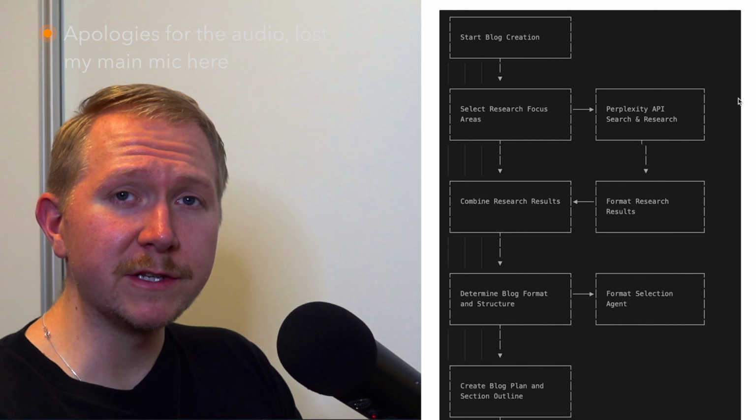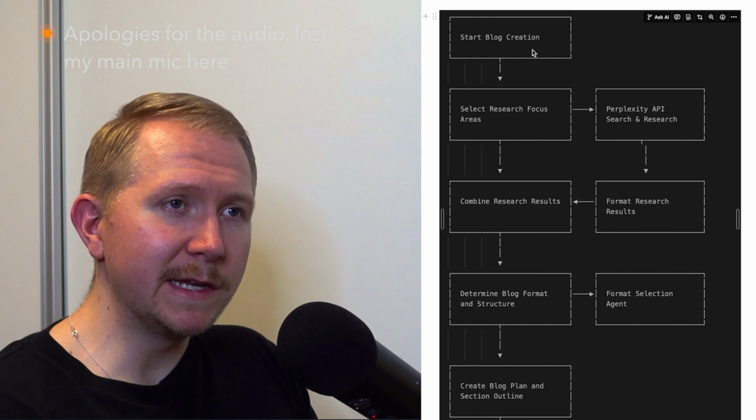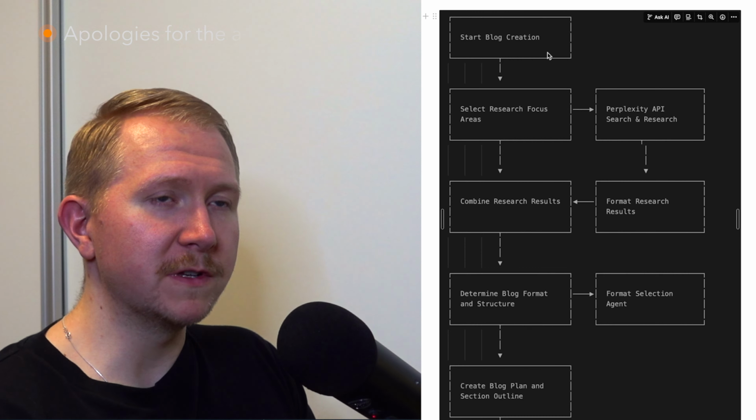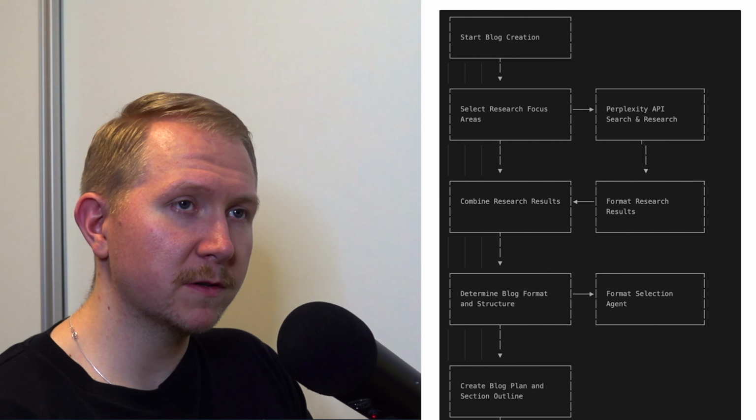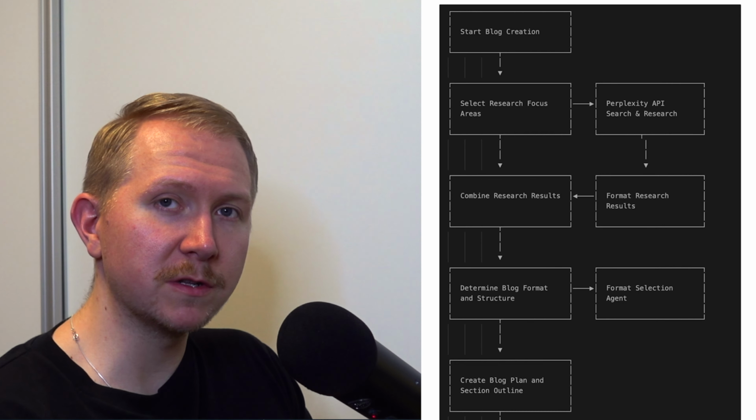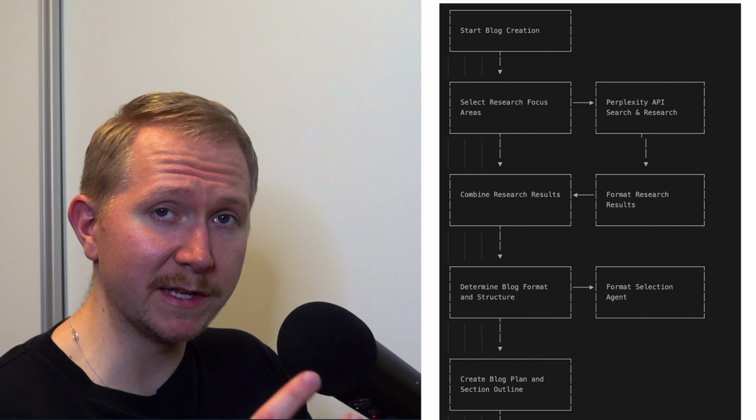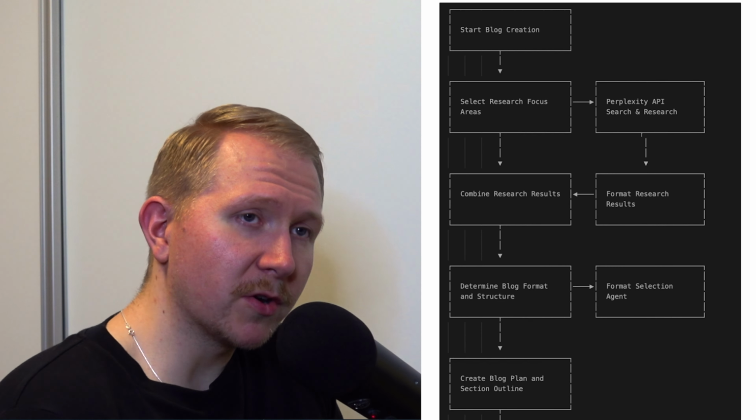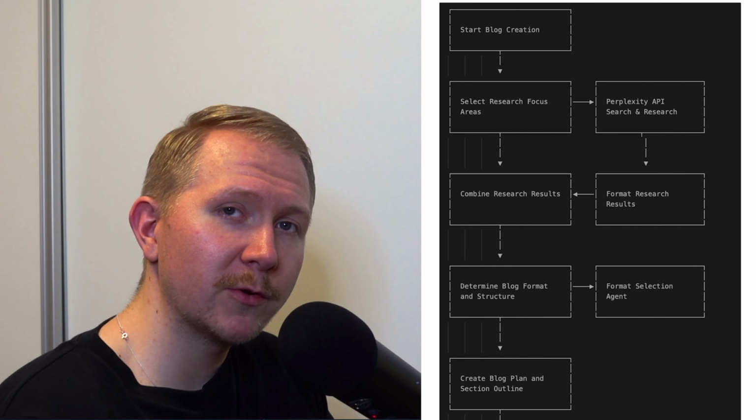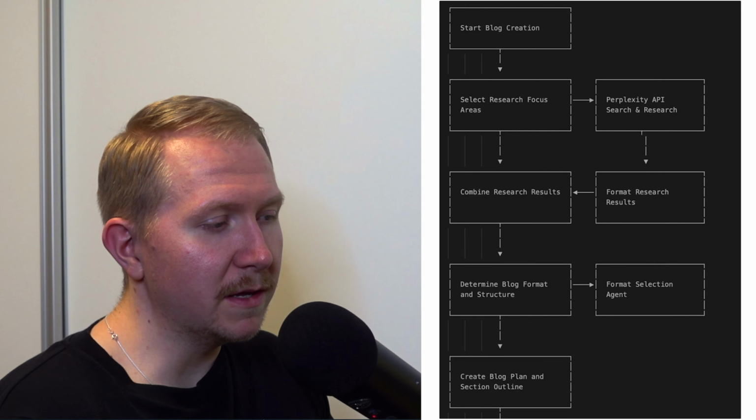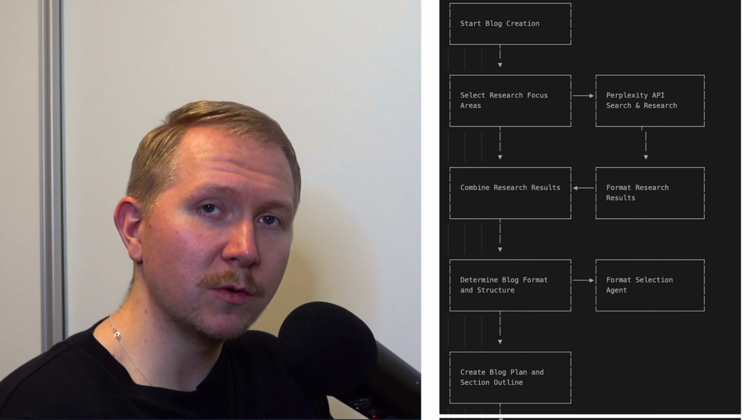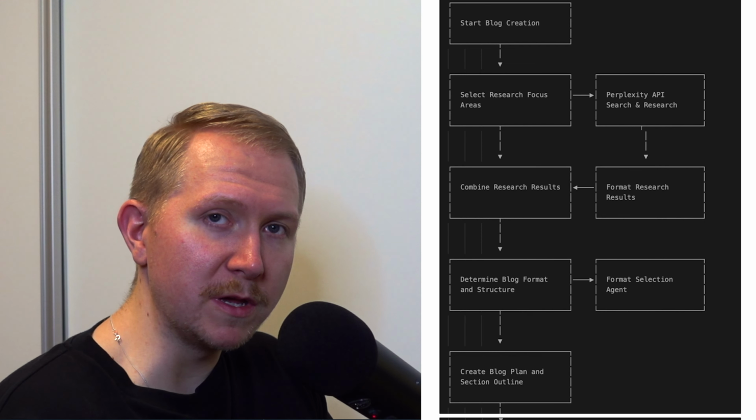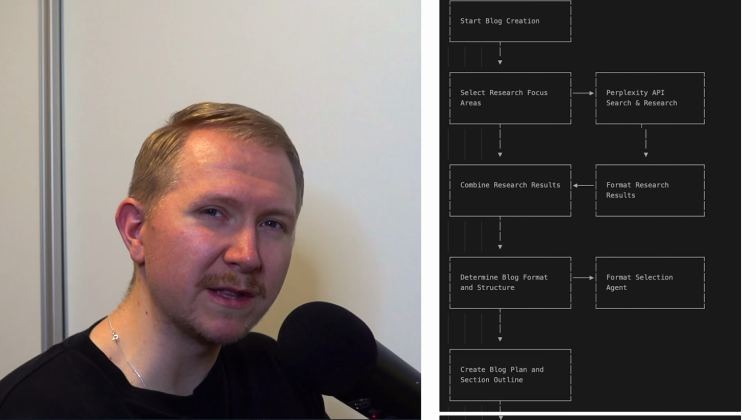So how does the agent work? Basically an overview of this agent and how it works. It starts with the blog creation. The orchestration function is run. It starts by selecting research focus areas. So you give it a topic, and then it thinks about what are certain areas that we would want to research to create this blog.